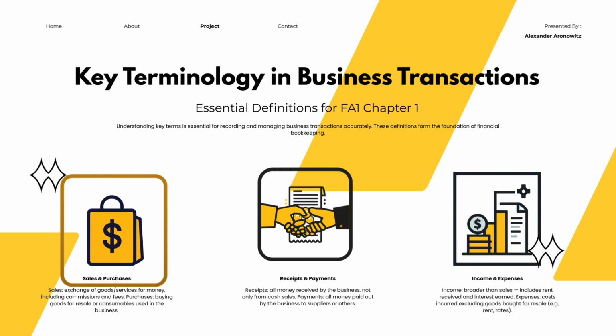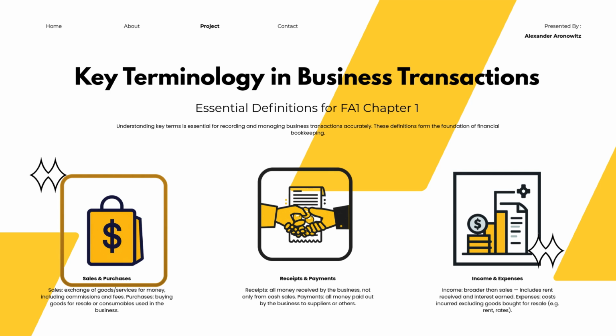Income and expenses. Income is broader than sales; it includes rent received and interest earned. We discussed sales: it's an exchange of goods or services for money. But what is income? It's a broader term, a bigger term. It includes sales and also other types of income that you may receive. Here, an example is rent received.